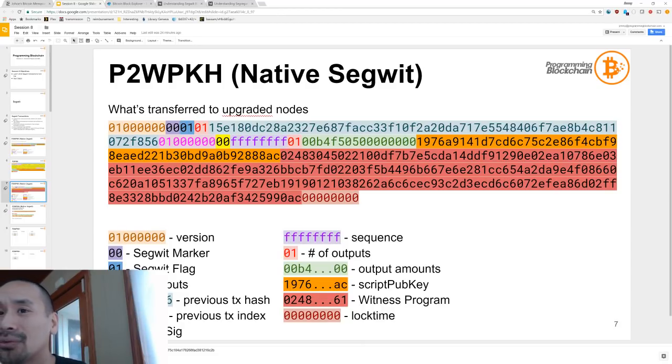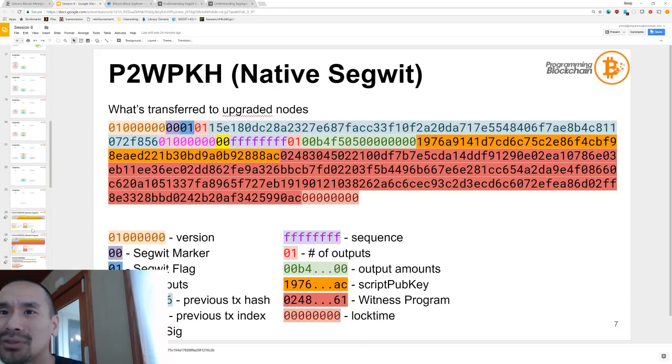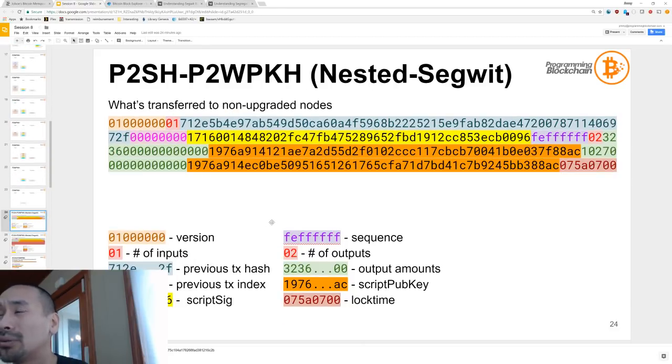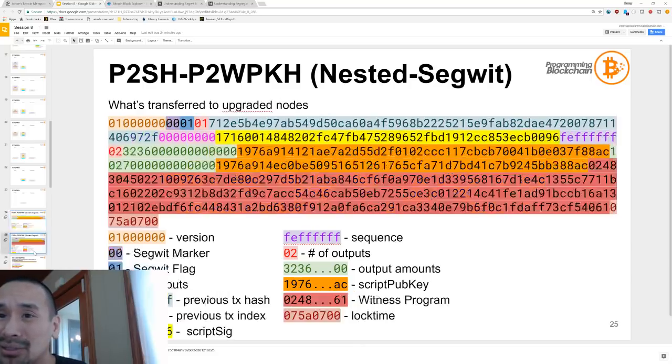Now, this is native Segwit, and actually there's another type. It's called pay to script hash, pay to witness pubkey hash, or nested Segwit. And this is the Segwit that most people use. These start with a 3. They look like pay to script hash, starting with a 3. And you can see that the yellow part is still smaller than pay to pubkey hash, but it's got like 23 bytes or something like that. So it's backwards compatible, which is nice, but at the same time there's still a substantial yellow part.